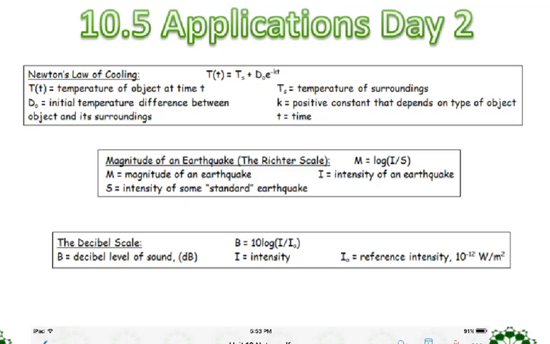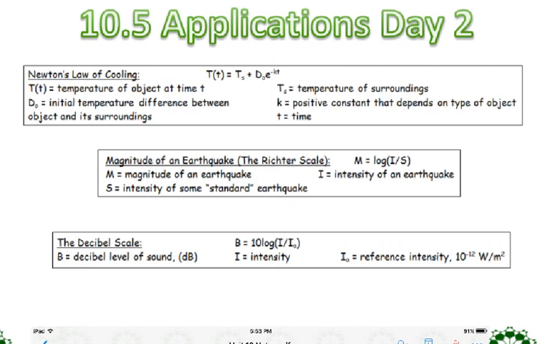Alright, let's take a look at today's lesson. This is day 2 of applications. On day 1 we looked at basically two types, exponential growth and decay. Those you've seen for a few years now. Those should have been kind of familiar to you. Today we're going to look at some that aren't quite as familiar.